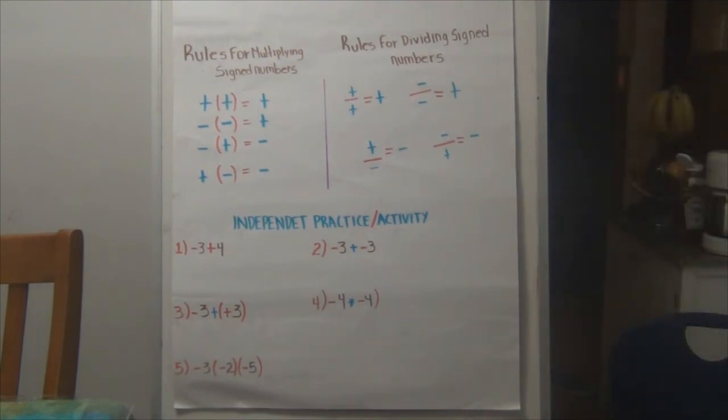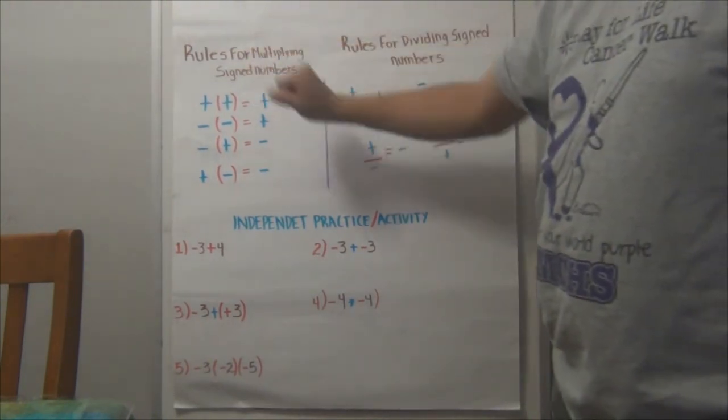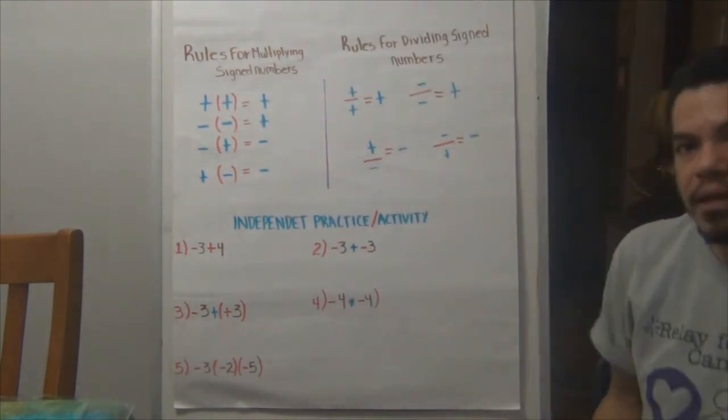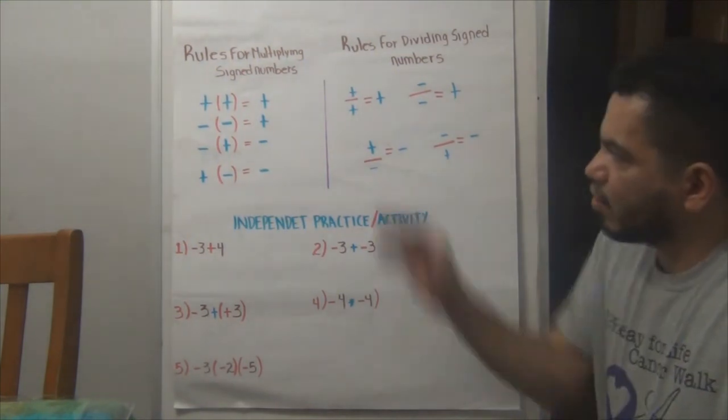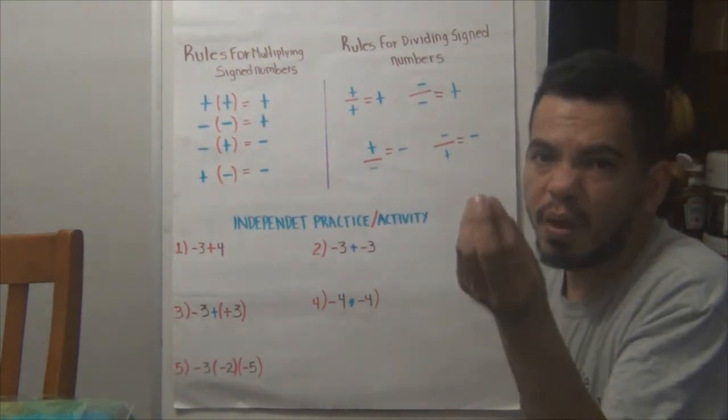Okay. So now we have rules for multiplying signed numbers. This is something that you must always keep in mind. This is going to save you, or the calculator could tell you.